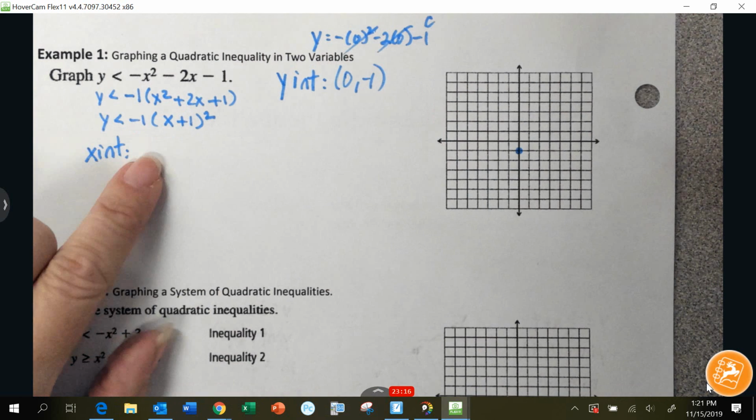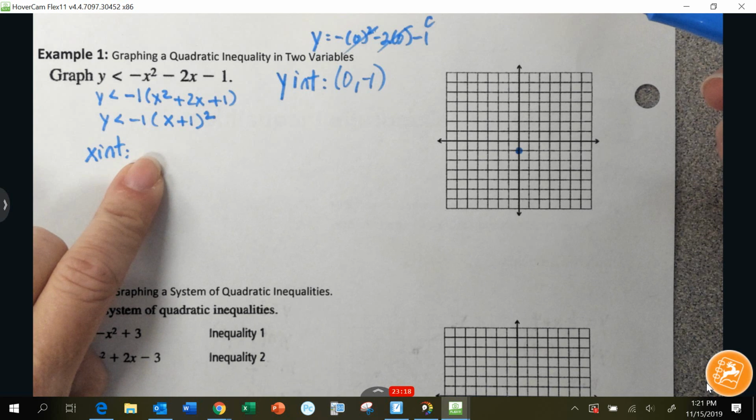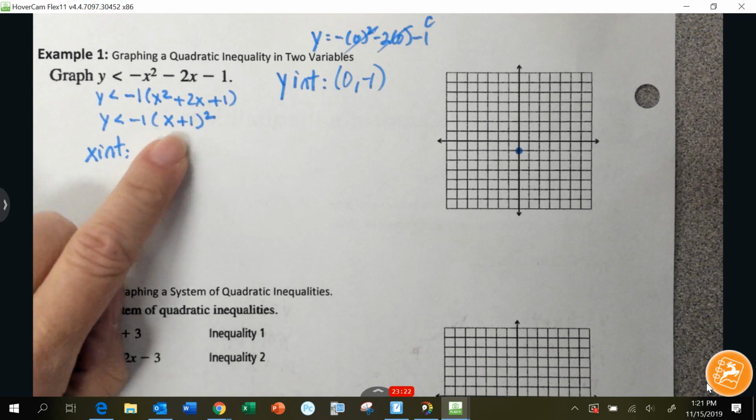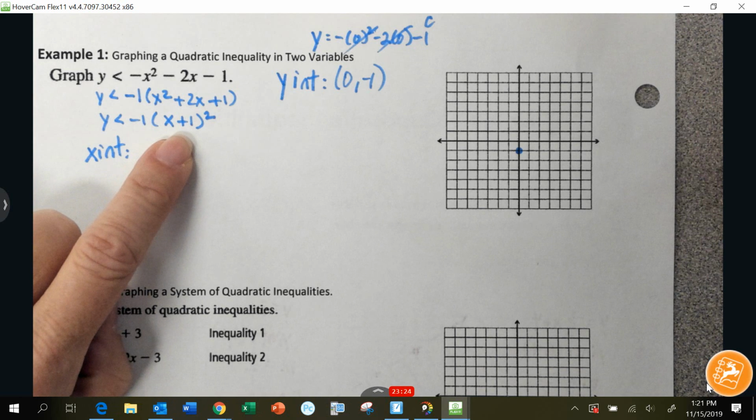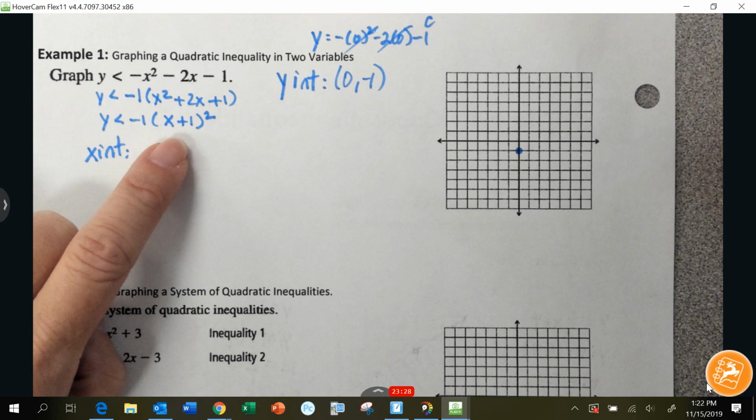Okay, so to find my x-intercept. No, it does not work for vertex form. This is vertex form. I don't know if you guys realize this is also vertex form.